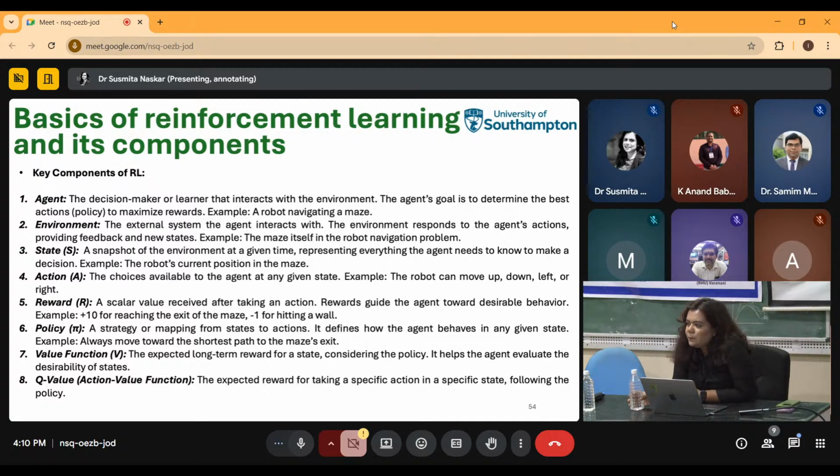Who is the agent? Sorry? Environment is not the agent. Agent is learning from the environment, right?